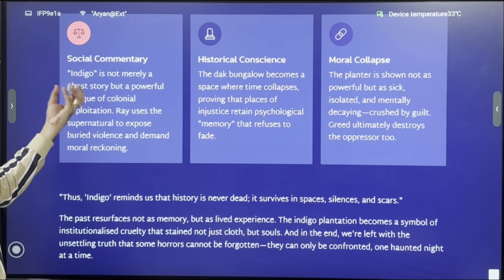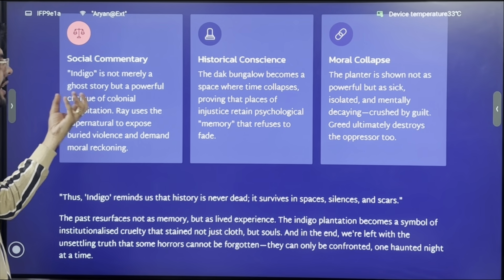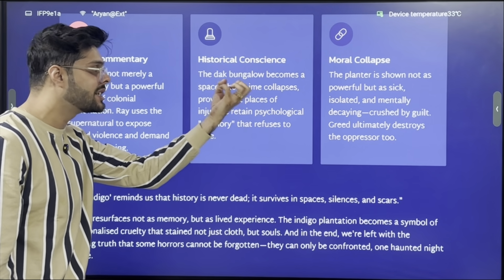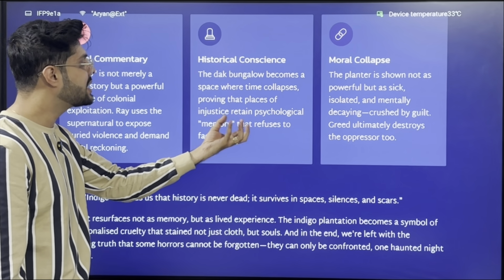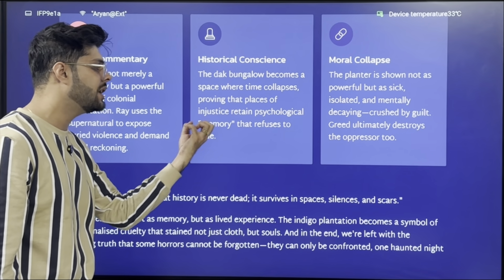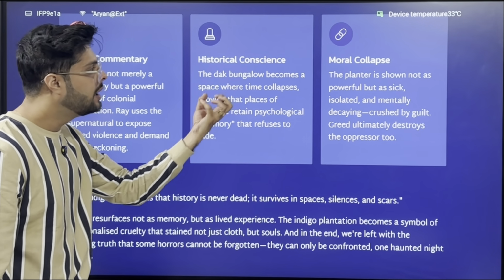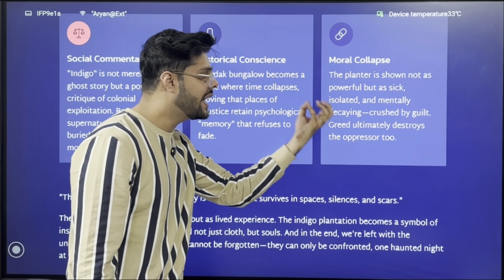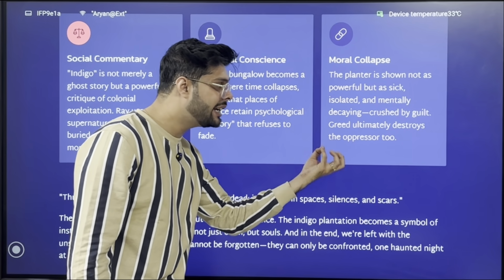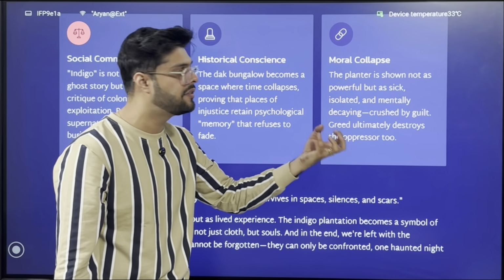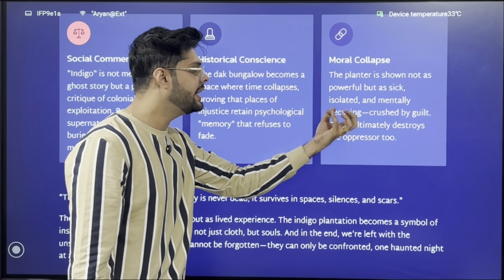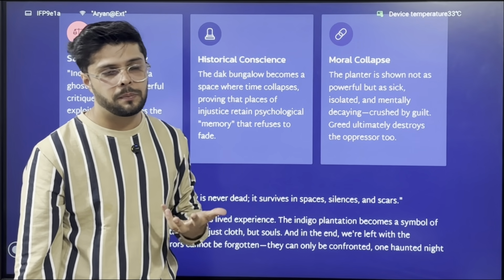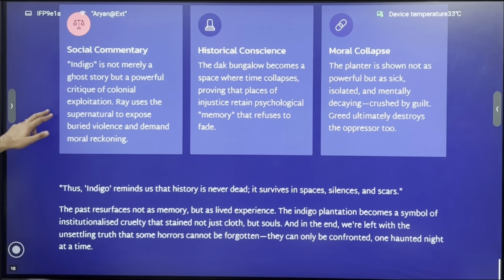Indigo is not merely a ghost story but a powerful critique of colonial exploitation. The dark bungalow becomes a space where time collapses, it sinks, proving that places of injustice retain psychological memory, refusing to fade. And moral collapse: the planter is shown not as powerful but as sick, isolated, mentally decaying, tortured, crushed by his own self guilt. Greed ultimately destroys the oppressor too, the person who preaches those corrupt practices, or who exercises them.